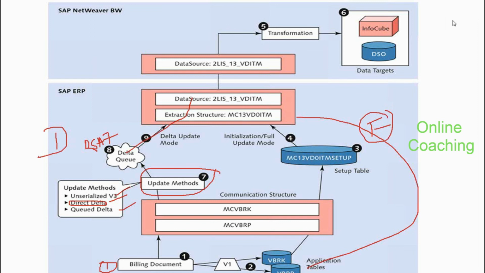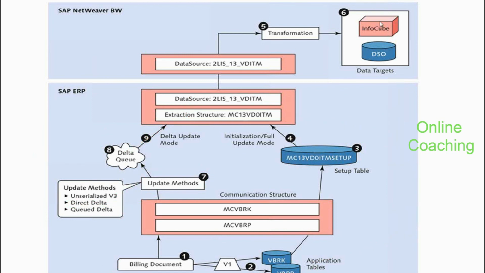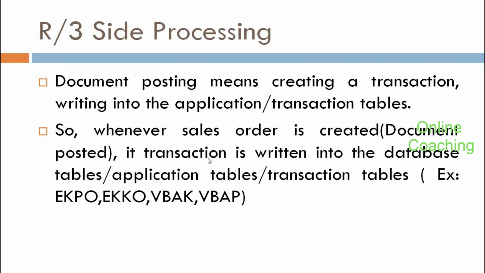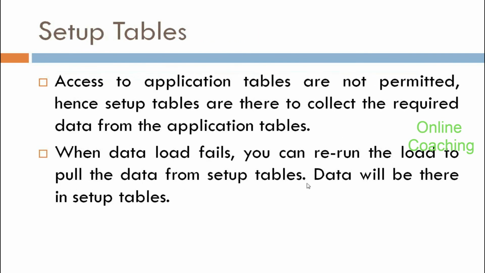Yes, clear. Okay. So once you've done this, then we need to talk a little more about the setup table concept, and then you will get more clarity on this. Let's go back here. Setup tables. What is the purpose of setup tables? Access to the application tables, for data, is not permitted directly. Hence, setup tables are there to collect the required data from the application tables. When a data load fails, you can rerun the load to pull the data from the setup tables.